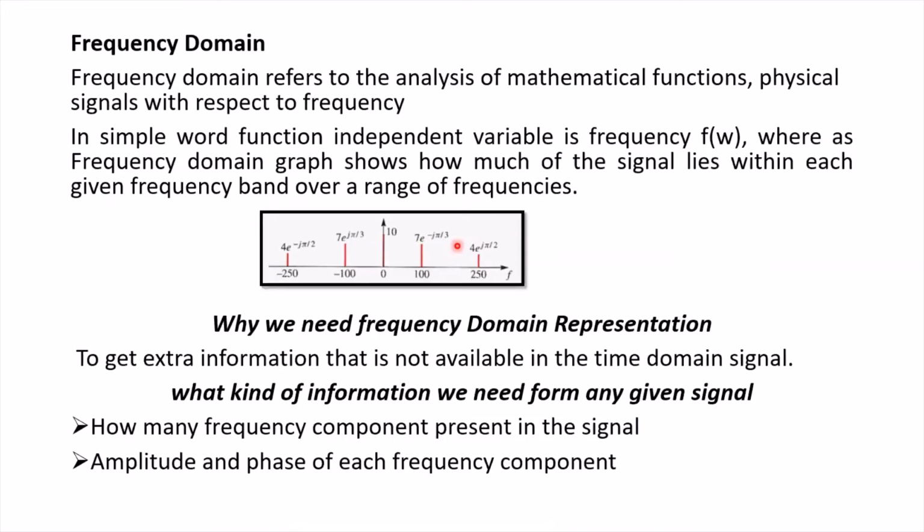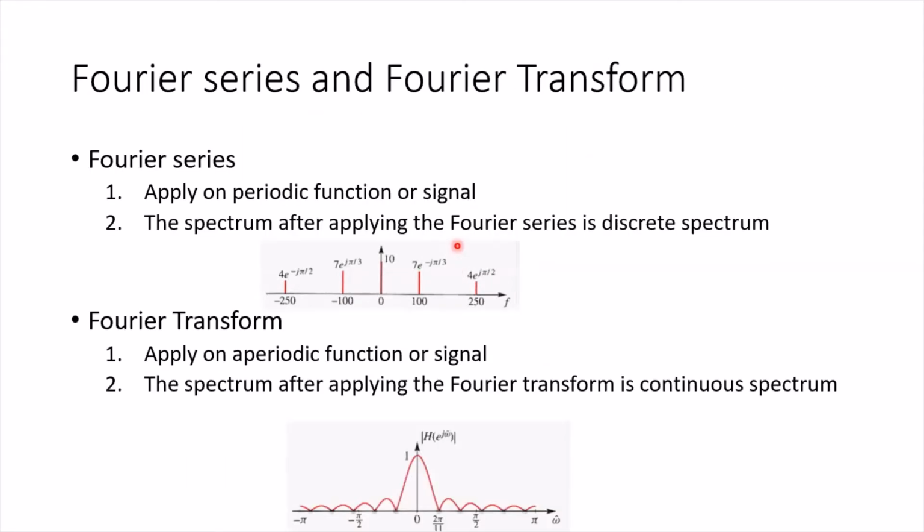For the transformation, we normally use Fourier. We have the Fourier series and the Fourier transform. The Fourier series we normally apply to a periodic signal, and the spectrum after applying the Fourier series is a discrete spectrum. And the Fourier transform we apply to an aperiodic signal or function. The spectrum after applying the Fourier transform is usually a continuous spectrum.